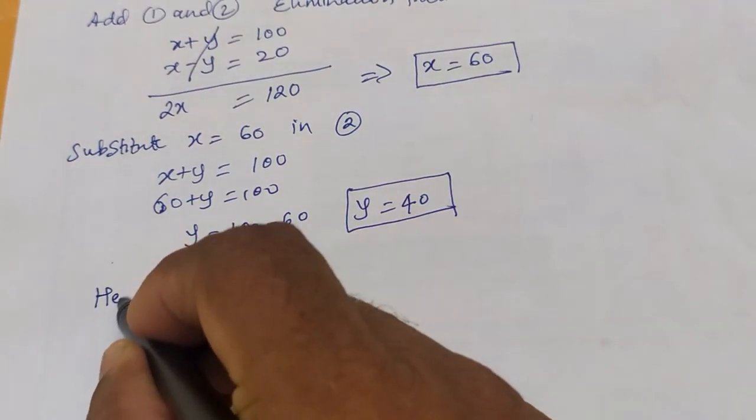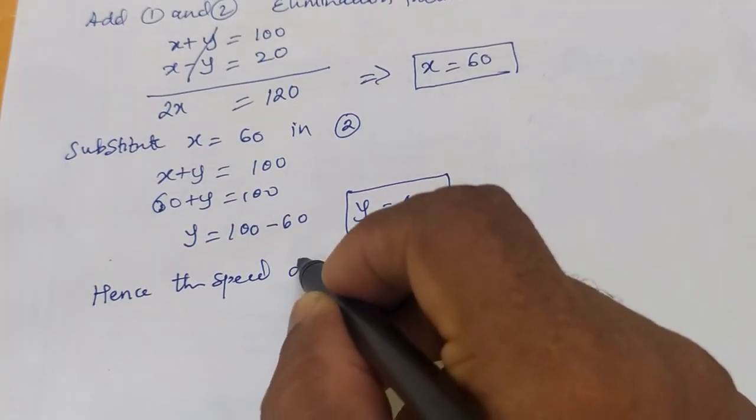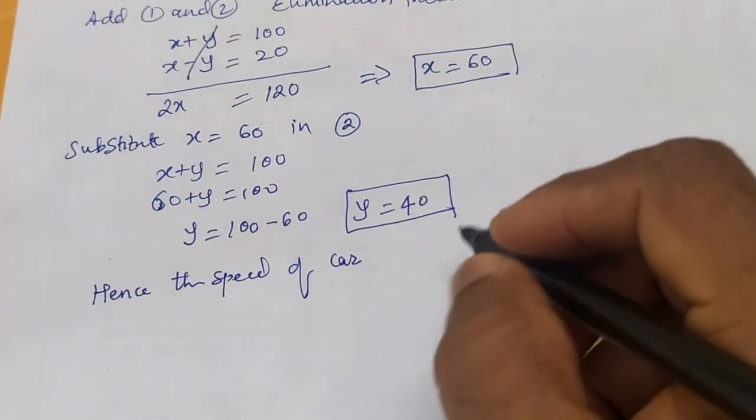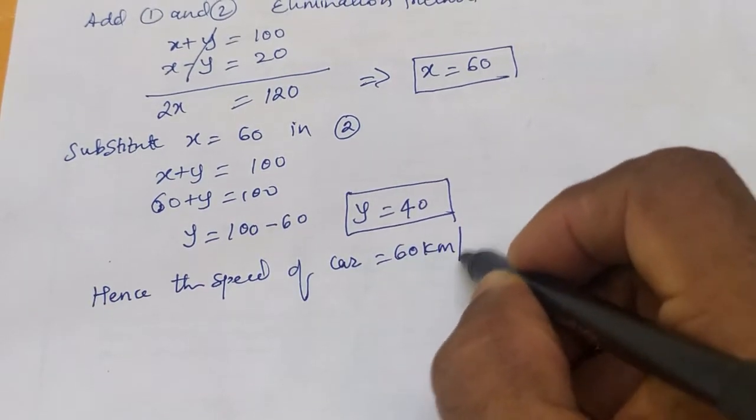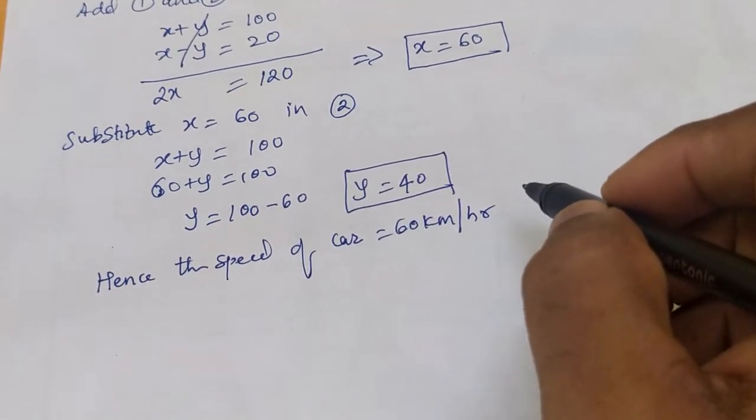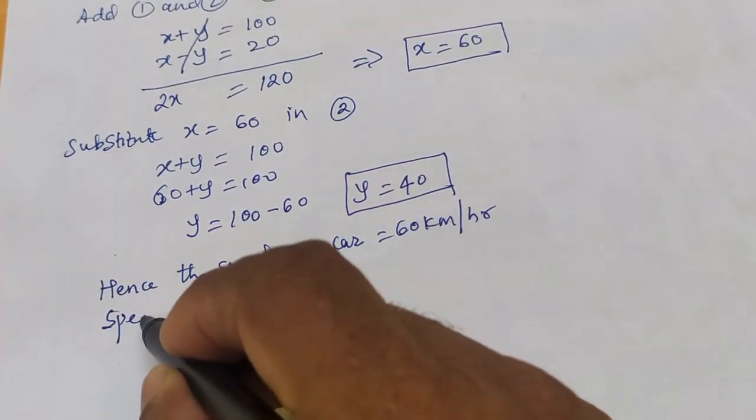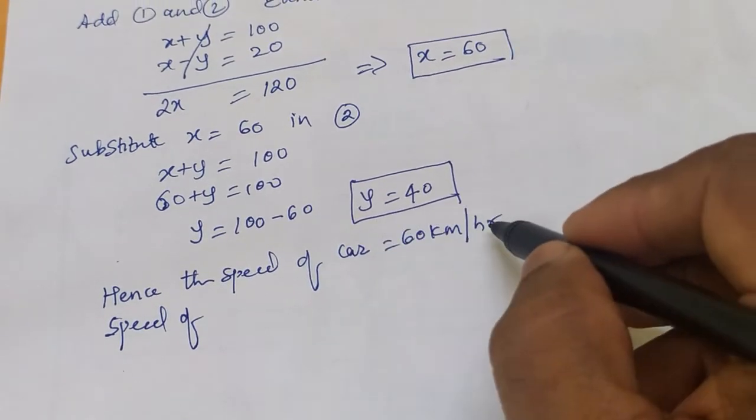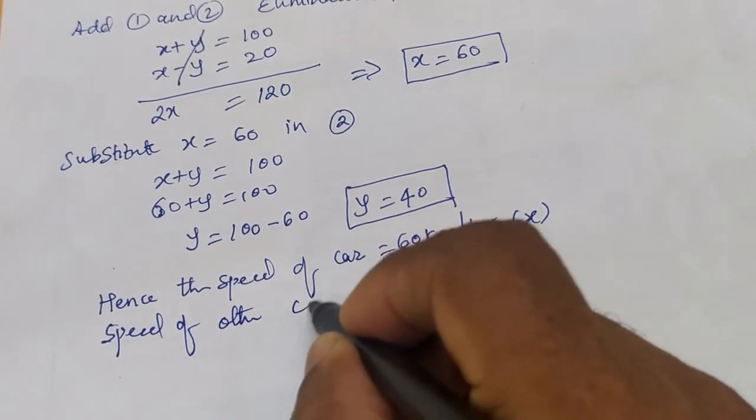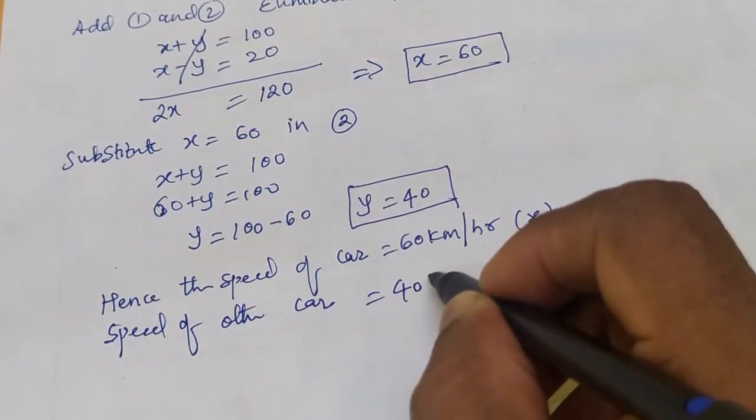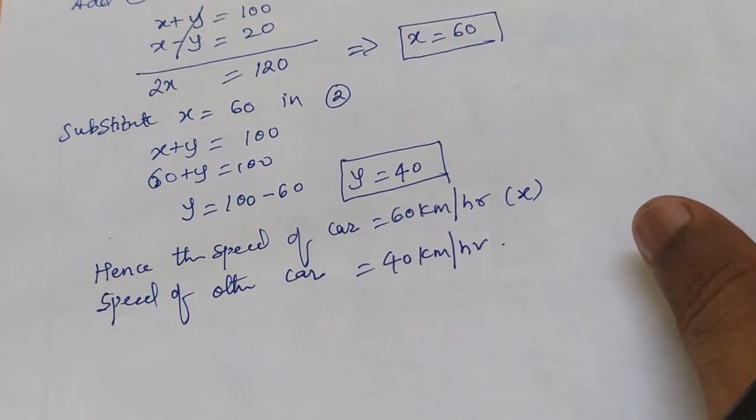Hence we say the speed of one of the cars is 60 kilometers per hour and this is the fast car, this is what we have taken as x, and the speed of the other car is 40 kilometers per hour. So this is the answer.